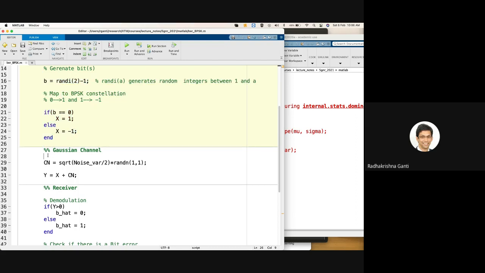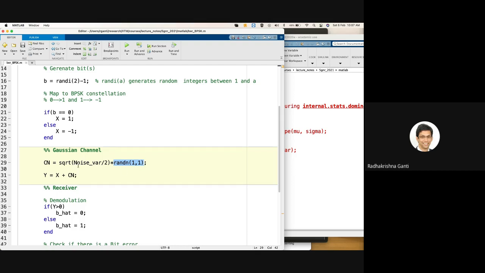Okay, and then now I generate Gaussian channel. Okay, so x of n is real here. So I can only worry about the real part, because there's no imaginary part for BPSK. And for QPSK, you might have to put the imaginary part also. So what I'm going to do, I'm going to generate a Gaussian random variable with unit mean and unit variance.